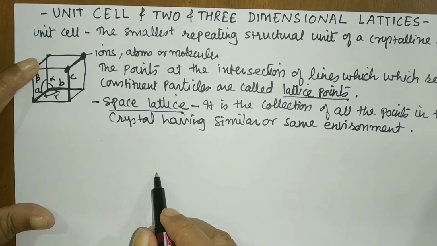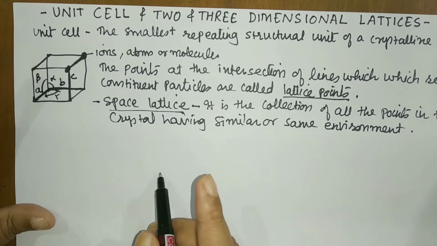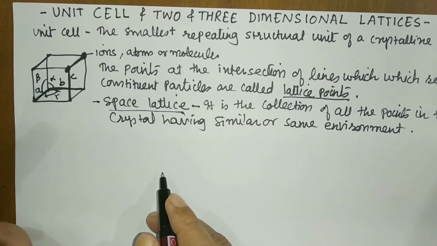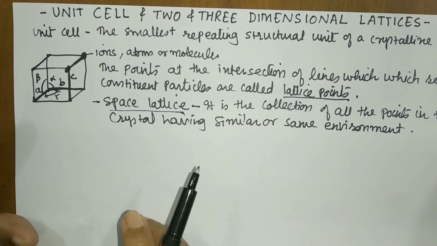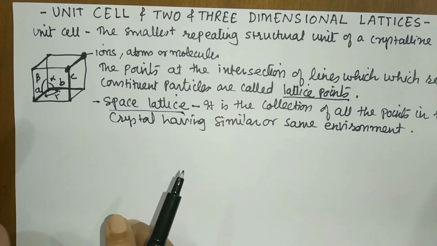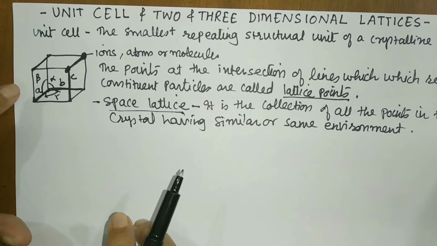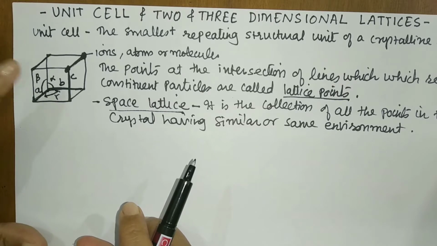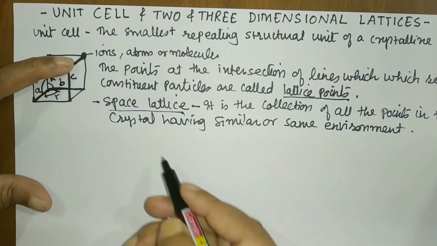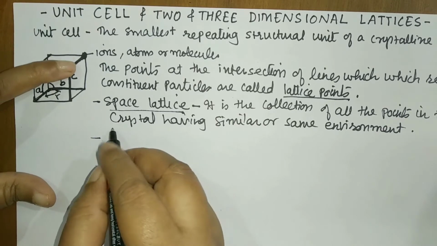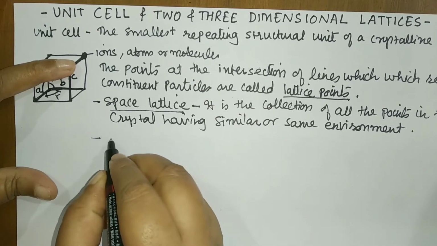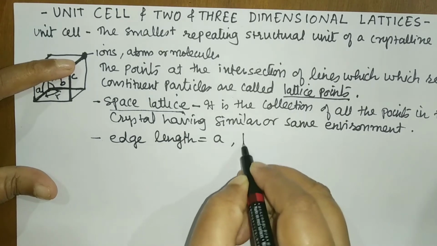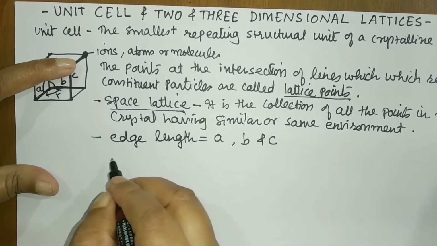Now lattice points here are joined by straight lines, and thus a definite geometry is obtained by the crystal. So the shape of any crystal lattice depends upon the shape of the unit cell, which in turn depends upon very, very important factors, and that is the edge lengths, that is A, B, C, and the angles, that is alpha, beta, and gamma. So let us first understand what is this ABC. Here the lengths of the three edges, or I will call them the edge lengths, are A, B, and C.